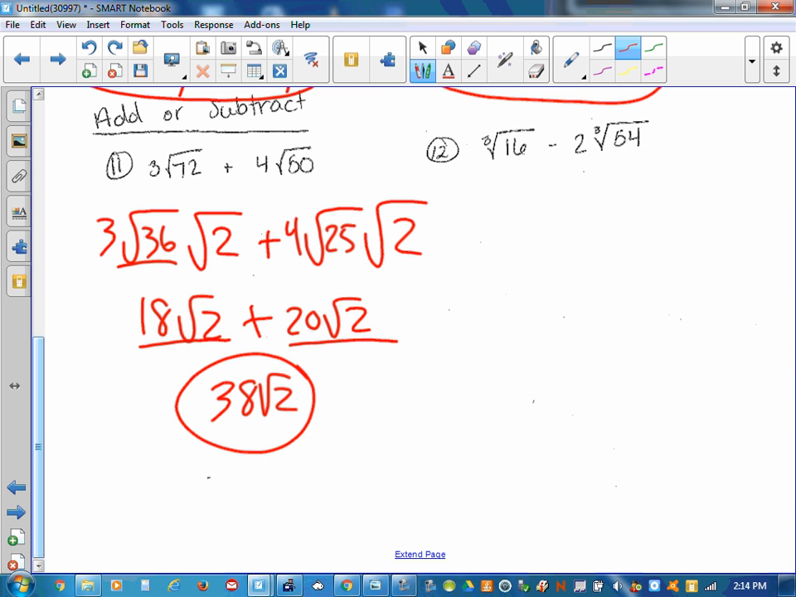Yay! The next problem is the same, except it's cube root. So I go cube root, minus 2, cube root, and cube root.